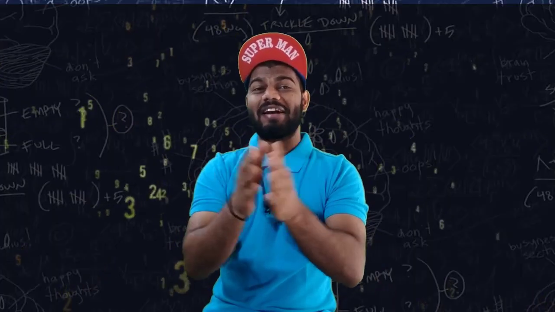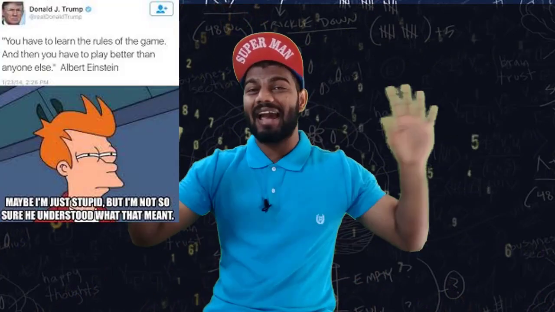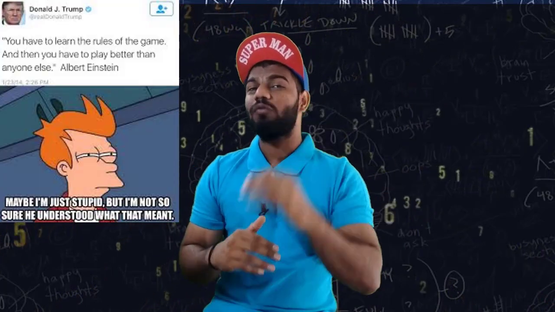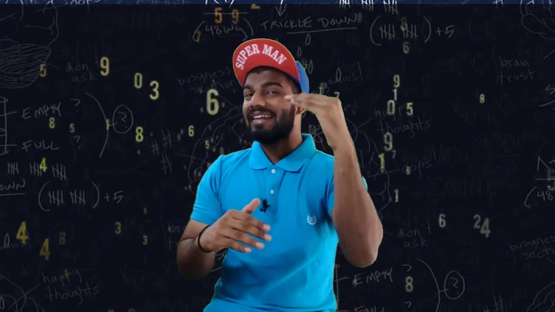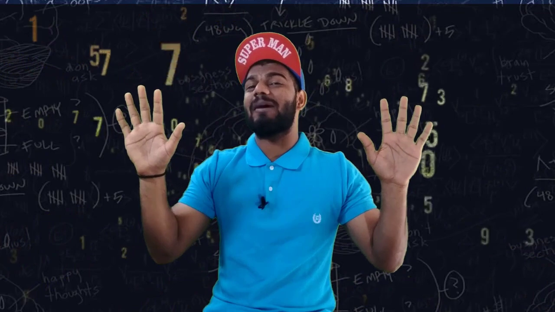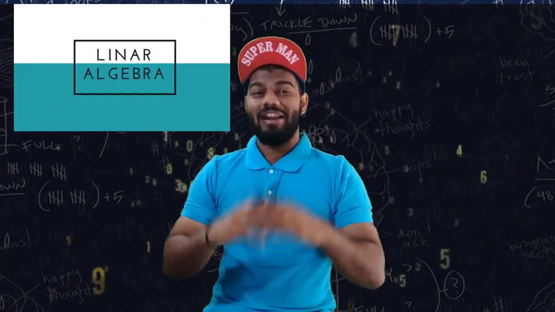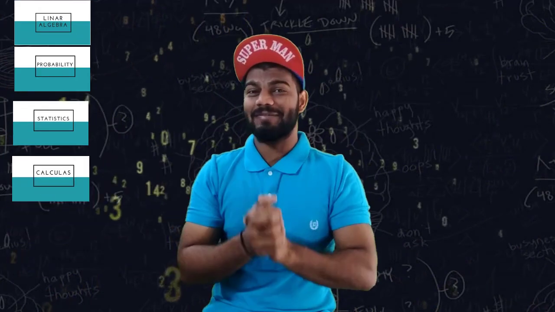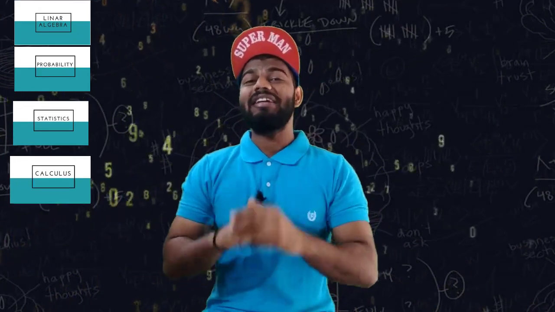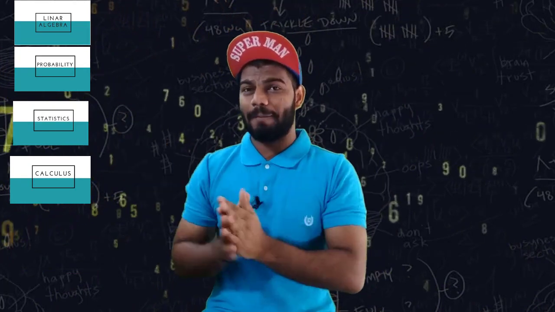As Albert Einstein said, you have to learn the rules of the game, and then you have to play better than anyone else. So you need to first learn the basic mathematical rules of AI. Designing an AI model is totally based on the concepts of mathematics. And these mathematical concepts are linear algebra, probability, statistics and calculus. Let's try to understand each one of them one by one and try to get how they are utilized in AI.